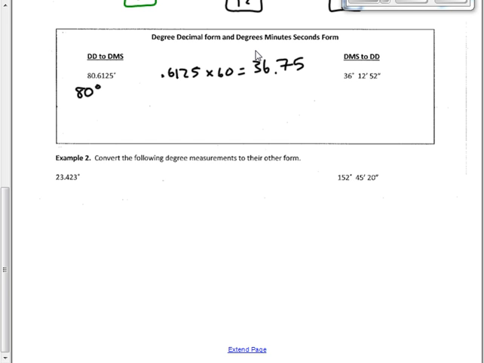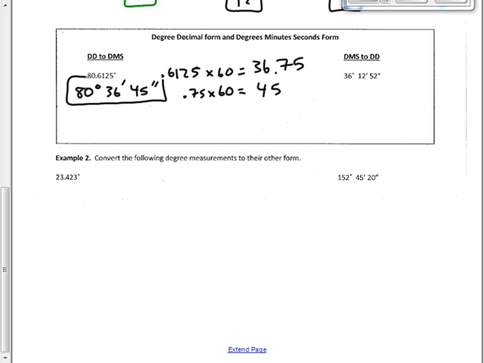And so that 36 represents how many whole minutes I have. So I have 36 whole minutes in this 0.6125 of a degree. But I still have a 0.75 that's left of those minutes. So I want to be even a little bit more exact than just minutes. So I'm going to take that 0.75 and multiply that by 60 in order to figure out what I have in seconds. Because just like 60 seconds in 1 minute, there are 60 seconds in 1 minute when we're talking about degrees in decimal form. And when I multiply that, 0.75 times 60 is 45. So I have 45 seconds.